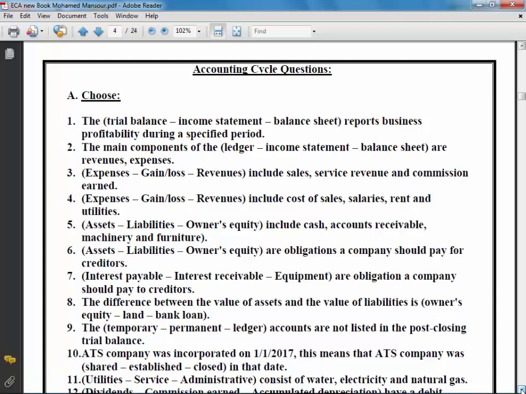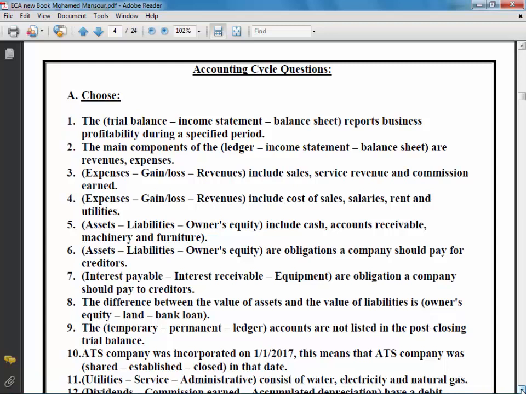Number 4. Expenses, gain or loss, revenues include cost of sales, salaries, rent, and utilities. The answer here is expenses, which include cost of sales, salaries, rent, and utilities. All of these accounts are expenses. 5.